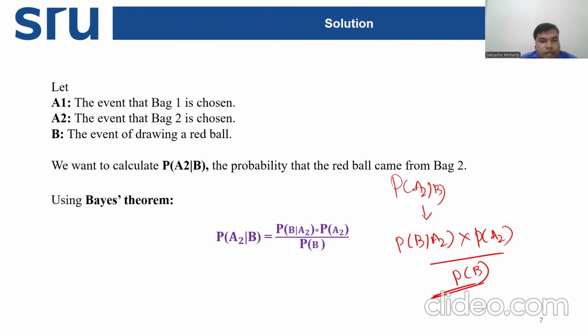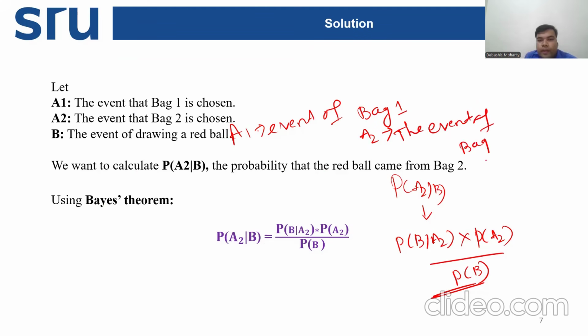Okay, students. So here, try to understand A1. That means the first event, the event of bag 1. So here A1 represents the event of bag 1. And A2 represents the event of bag 2. Okay. And B is the event of drawing a red ball.